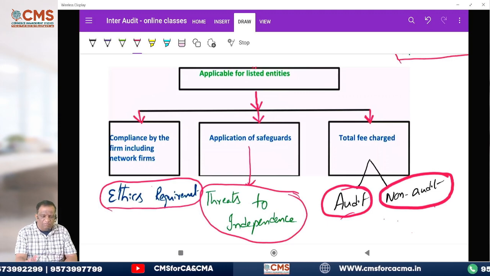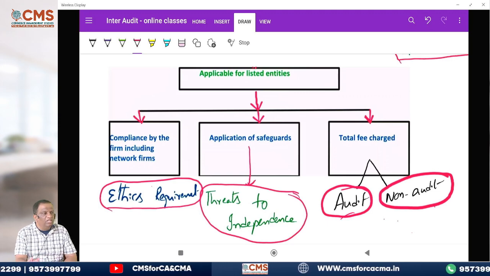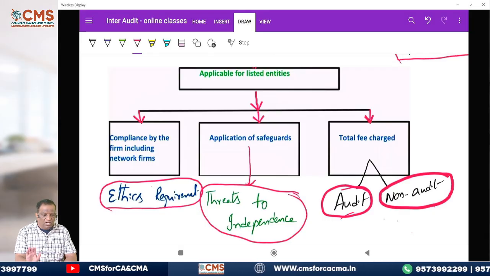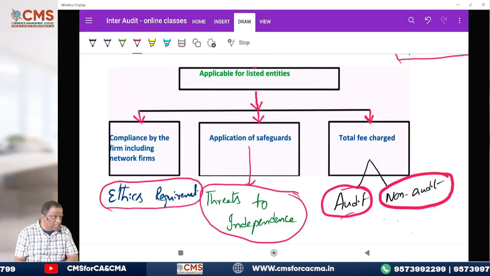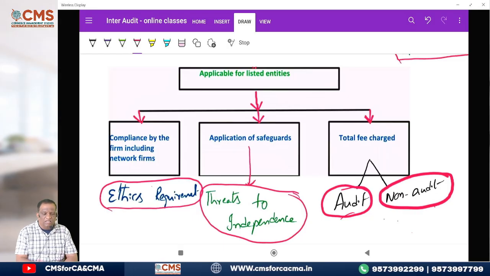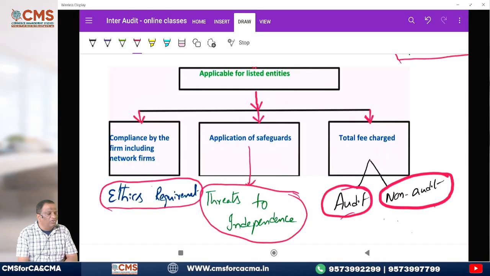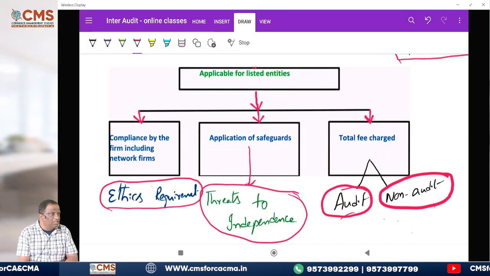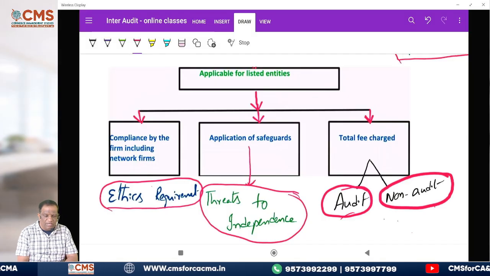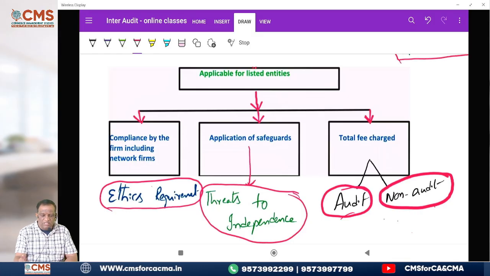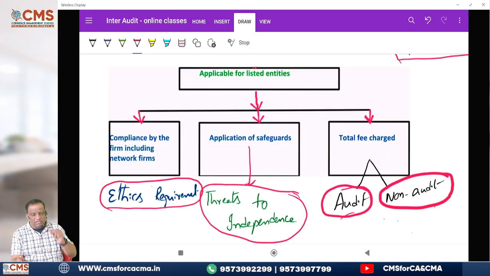To sum it up, this communication of independence is required only for listed entities, and the auditor has to confirm his independence. In that letter, he will be talking about these three things: compliance of the firm and its network firms with the ethical requirements, more so with regard to independence; application of safeguards with regard to the threats to independence; and the total fee charged, audit and non-audit.